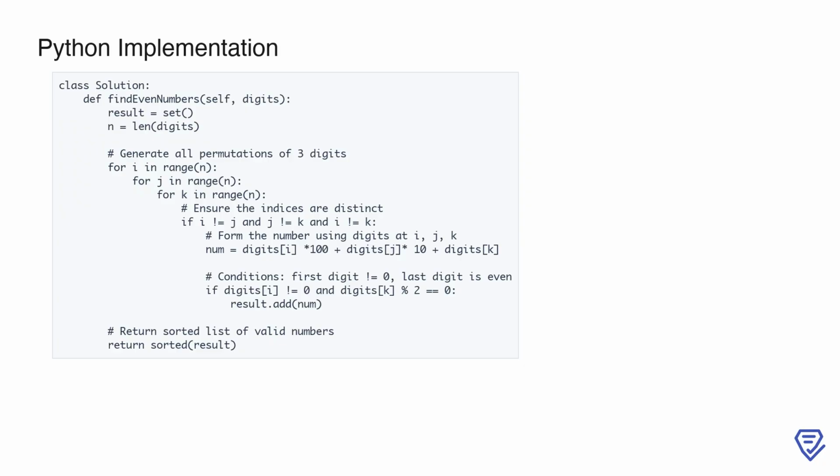6. Sorting and returning results. After all valid numbers are identified, the set is converted to a sorted list and returned. Sorting ensures the numbers are output in ascending order. Complexity analysis. Time complexity. The triple nested loops iterate in n cubed, where n is the length of the input array. Since n is small, maximum 10, this is efficient. Space complexity. The space usage is k, where k is the number of unique valid numbers stored in the result set. This approach guarantees that all valid numbers are identified and returned in sorted order while avoiding duplicates.